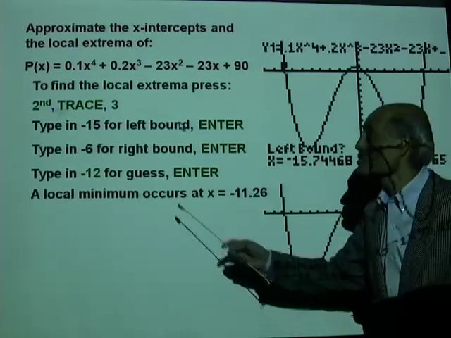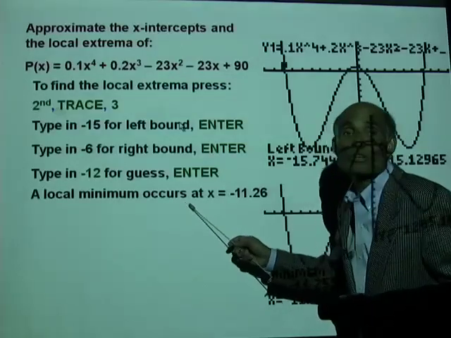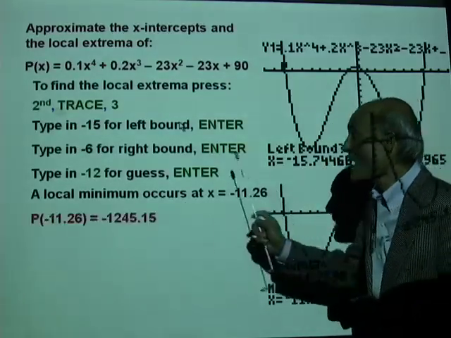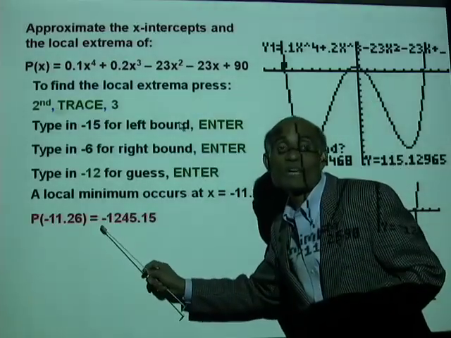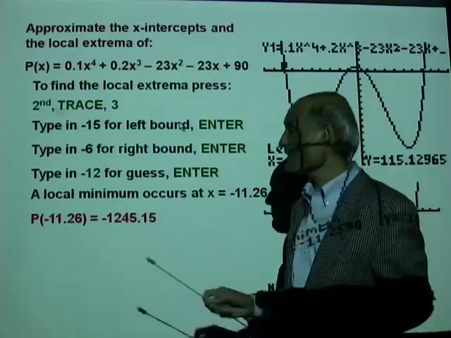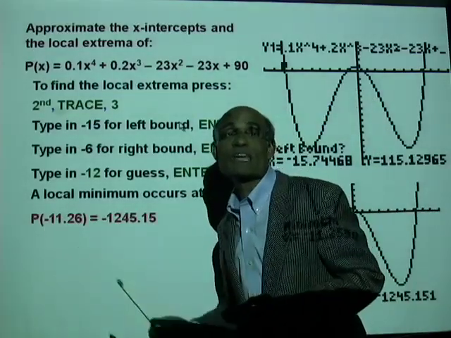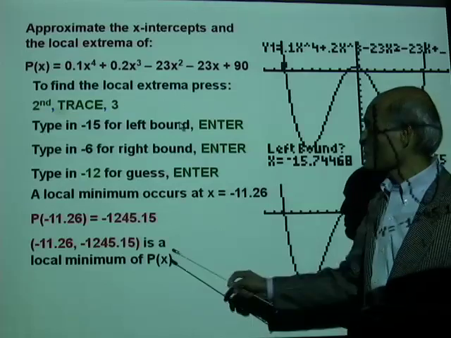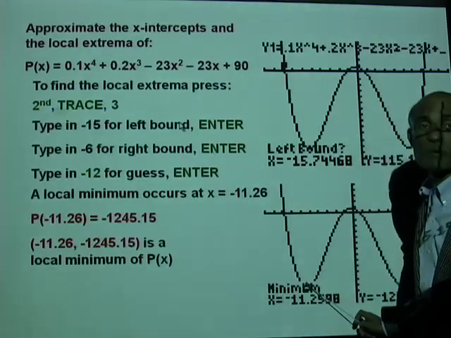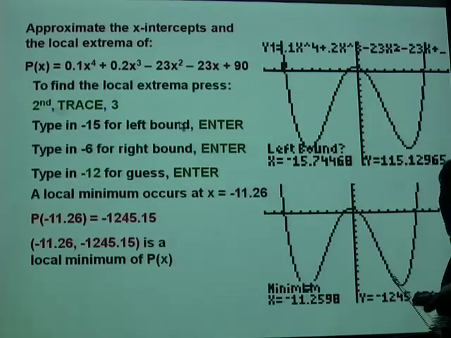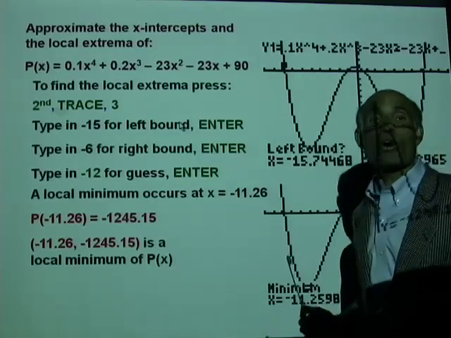That's right. So a local minimum occurs at x equal to -11.26, and that minimum value is -1245.15. P of -11.26 is this. So you found a local minimum. And now find this local maximum and the other local minimum on your own.